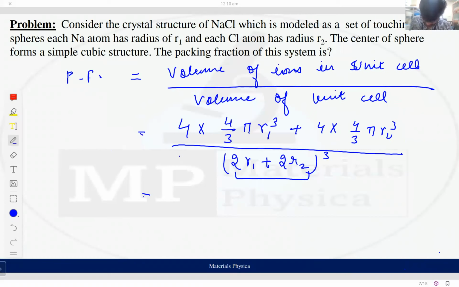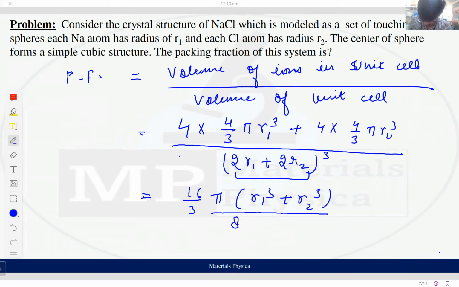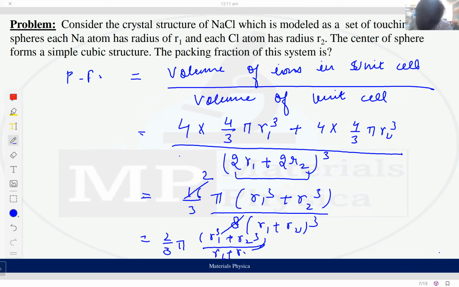So it would be 16 over 3 pi times R1 cubed plus R2 cubed, over, taking 8 common, (R1 plus R2) cubed. 8 twos are 16, so it becomes 2 over 3 pi times (R1 cubed plus R2 cubed) over (R1 plus R2) cubed. This is the answer for this question.